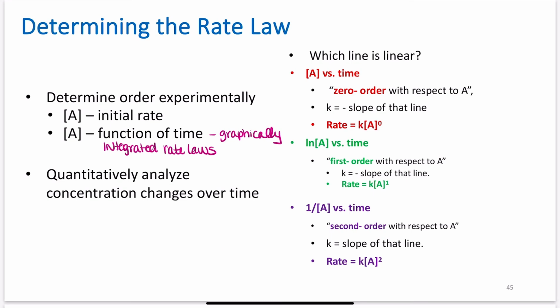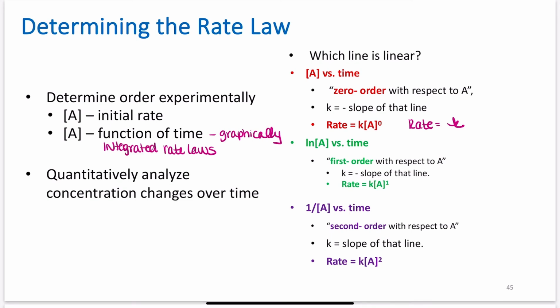You need to ask yourself which line is linear. If you can plot the concentration of A versus time, and it is linear, this is zero order with respect to A. K is equal to the negative slope of that line. The rate is written as K times the concentration of A to the 0. Really, rewrite this as rate equals K.